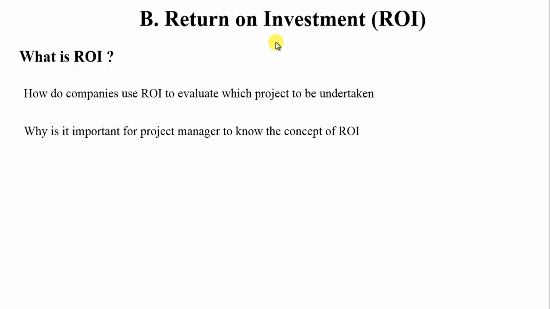How do companies use ROI to evaluate which project to choose? What is the point of understanding the return on investment for a project manager? As a project manager, you understand how the companies compute the various opportunities, how the companies compute the various projects' return on investment, and then choose the project.